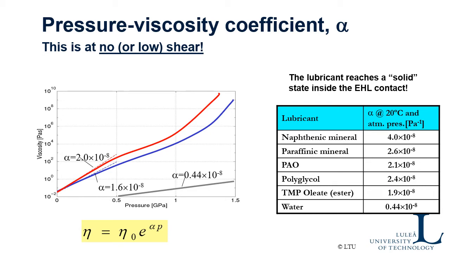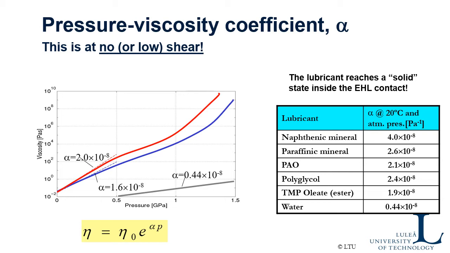And look here then, water. Water has a number that is maybe 4 or 5 times smaller than for the oils. Maybe it doesn't sound like that much of a difference, but if you put it in an exponential function like this one, it has a huge effect on viscosity. And so you can see that the viscosity of water doesn't increase very much when you increase the pressure, even to gigapascal levels. And that's the reason why water is such a poor lubricant in an EHL contact.